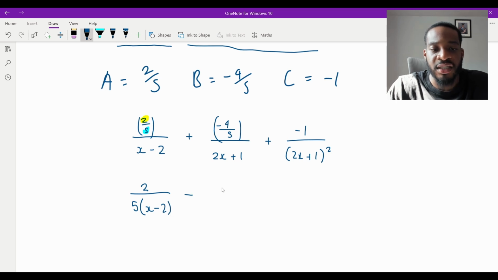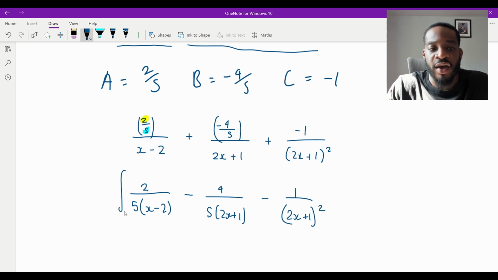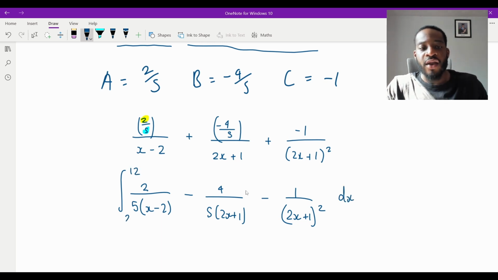And then this minus here, there's a minus there, it's going to be 4 over 5, and then 2x plus 1, and then minus 1 over 2x plus 1 all squared. And now we are integrating this between 7 and 12, isn't it? So how do I go about doing that?